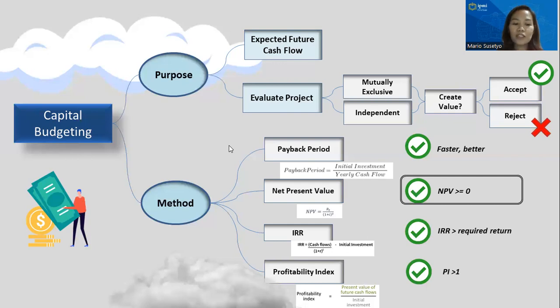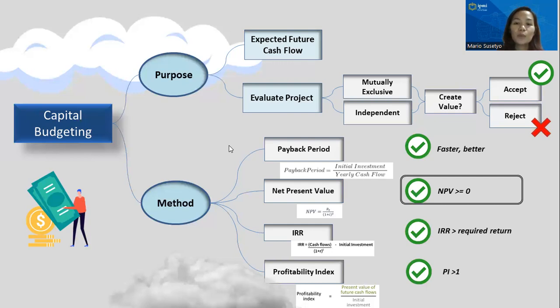Internal rate of return is the average percentage return per period if you put money in the project versus if you put the money in the bank. If the IRR is bigger than the required rate of return, then you can accept the project. And lastly is the profitability index.